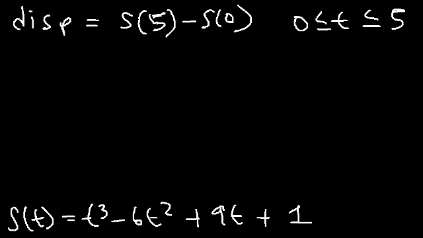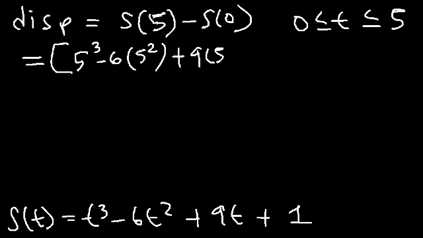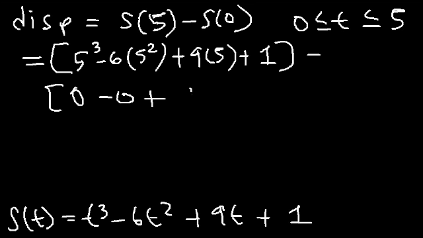So let's go ahead and calculate it. So s of 5, let's plug in 5 into the equation. So it's 5 to the third minus 6 times 5 squared plus 9 times 5 plus 1. And then minus s of 0. 0 to the third is 0. Negative 6 times 0 is still 0. And 9 times 0 is 0 plus 1. So we can cancel the 1's.